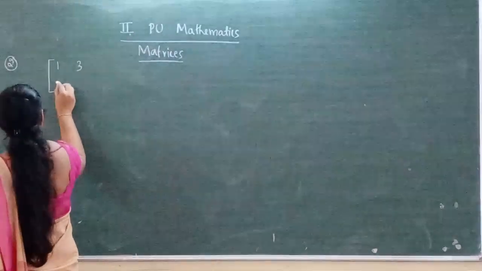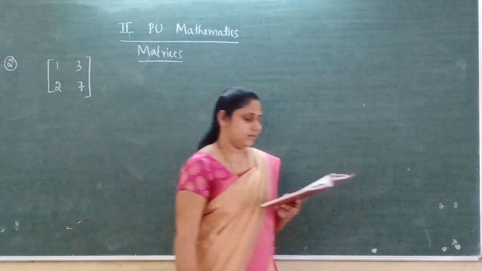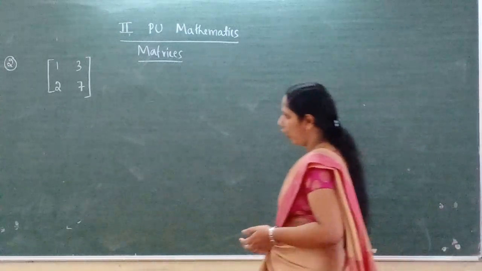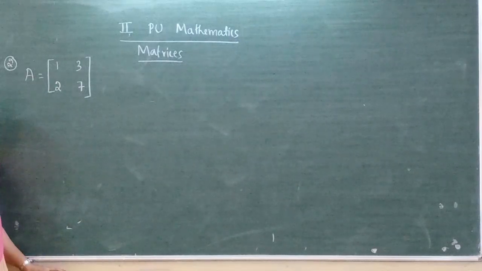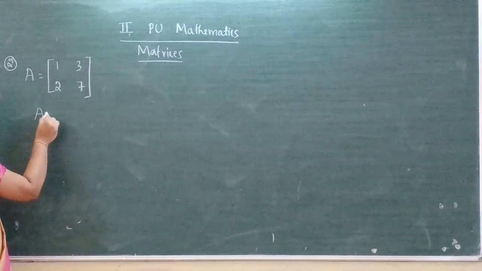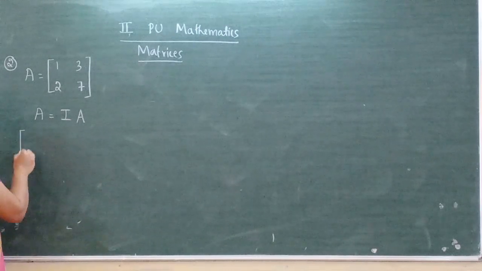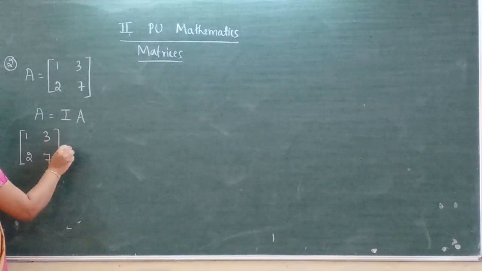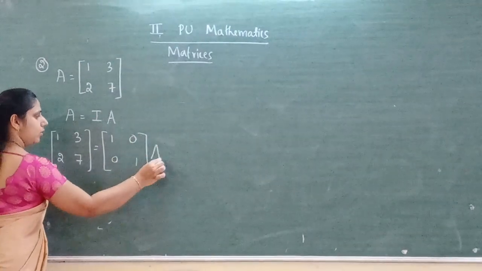Matrix 1, 3, 2, 7. You can either use row operation or column, but not both. So I will consider the matrix as A. I will use here the row operation. So we have to write A equal to I into A. First write A, that is matrix 1, 3, 2, 7. I, 1, 0, 0, 1, into A.